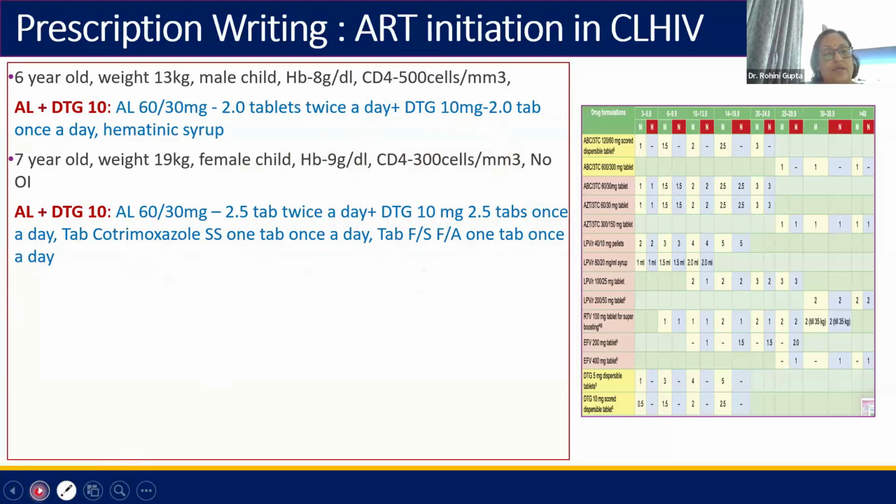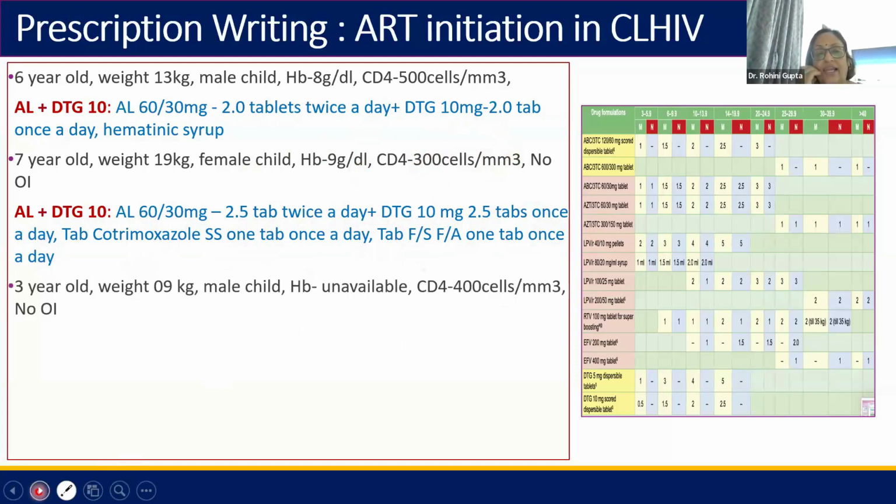Let's see the third thing. 3-year-old child, 9 kgs, HP not available, CD4 400. What would be your prescription? So AL 2.5, yes, good. So the second people have answered properly. Thank you so much for participating and putting it in the chat. Can you please give the answer for the third question?